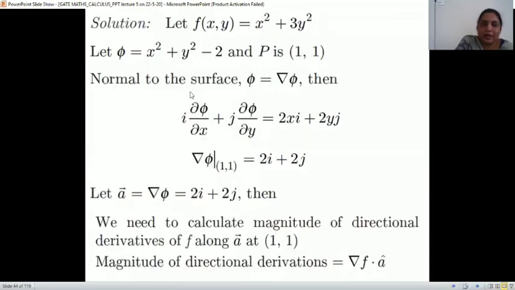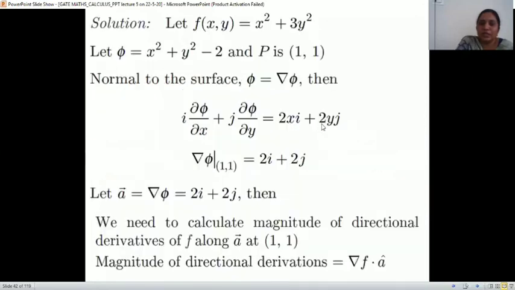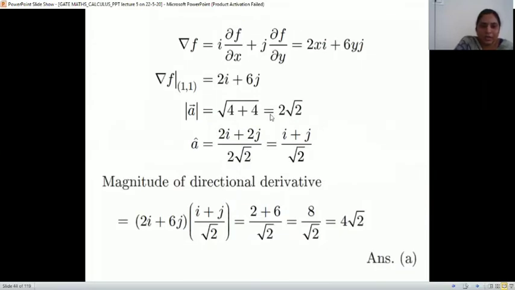Next is del f at point 1, 1. This everything is at point 1, 1, right? So del f at point 1, 1 is 2i bar plus 6j bar. Then a cap we need to find, and we know the formula for a cap.